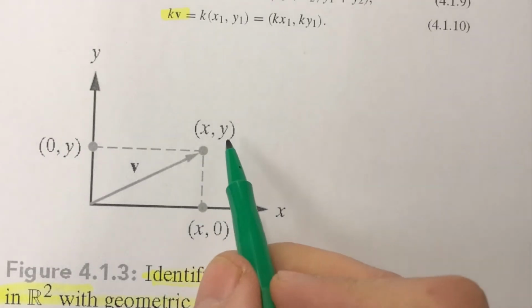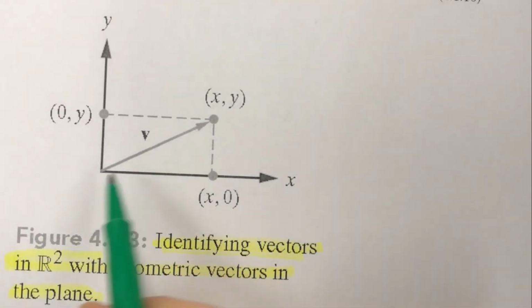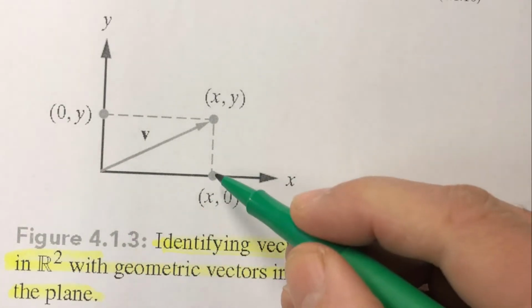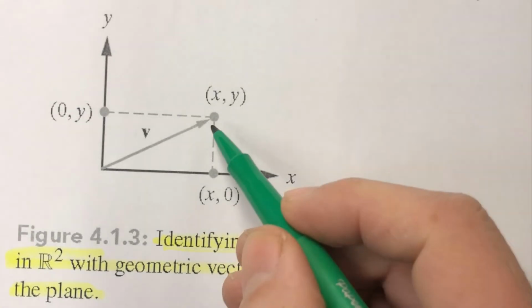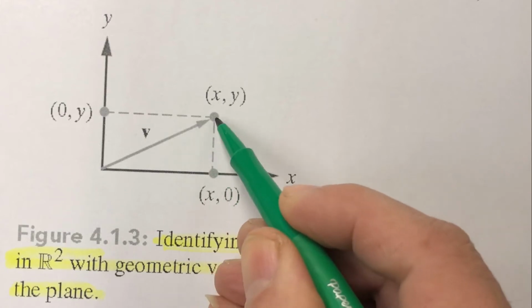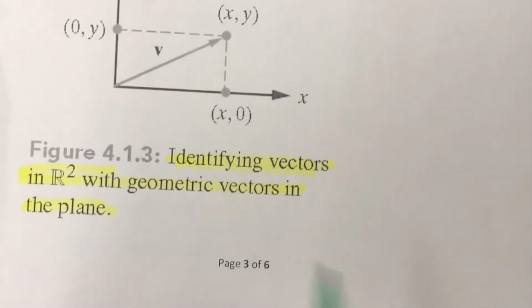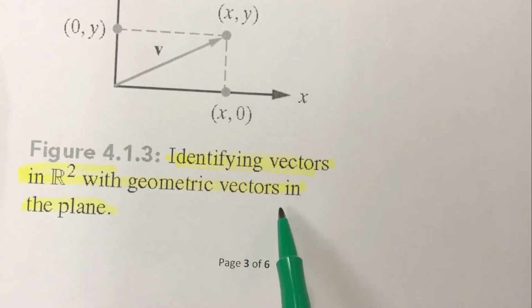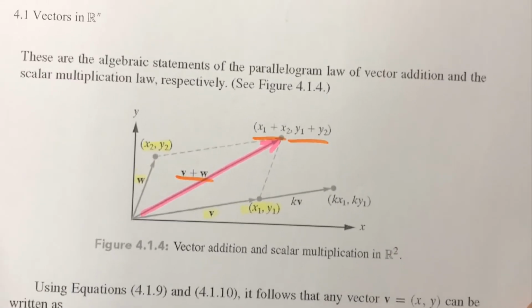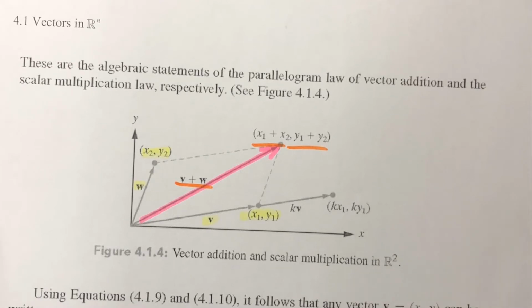So if you have a vector x, y, geometrically this looks like you go x on the x-axis, x amount, and you go on the y-axis, y amount, and you reach the point. As you can see, it's a vector starting at the origin, pointing to the x, y location, identifying vectors in R to the second with geometric vectors in the plane. So we're done with page 3. As you can see, I'm trying to make it a short video. There's no need to make it lengthy. As much as we can, we'll do our best.